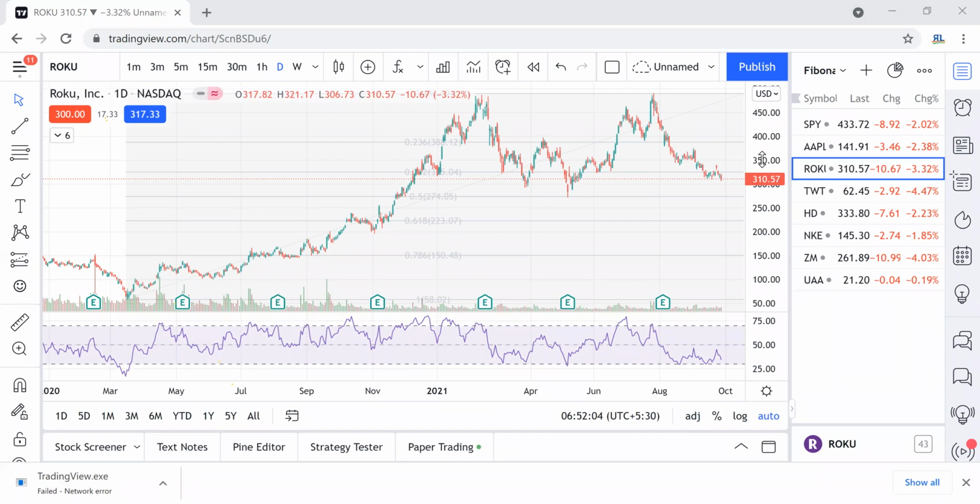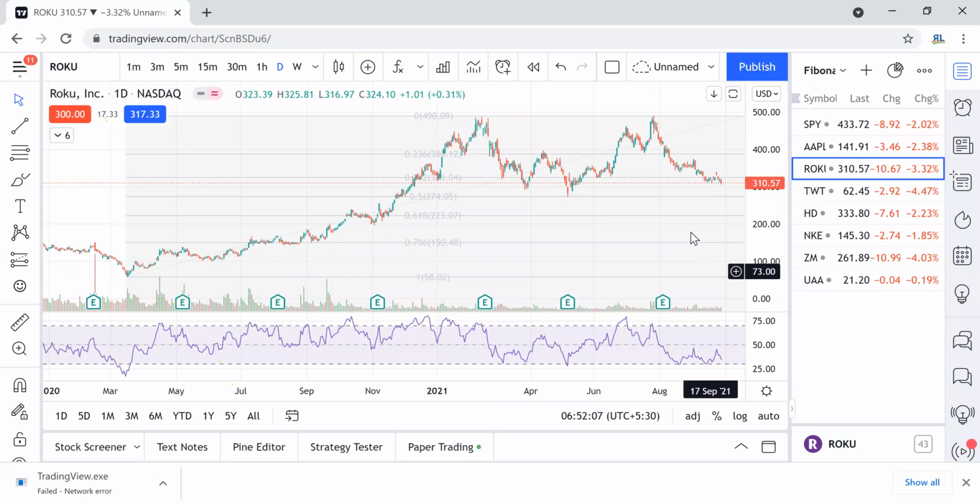Yes. Well, I mean, Roku's kind of being a little bit of a weakling. It should have bounced off of here. Maybe we come down to the 50, do a little double bottom, and then go back up again. I really, truly don't know what Roku's going to do.